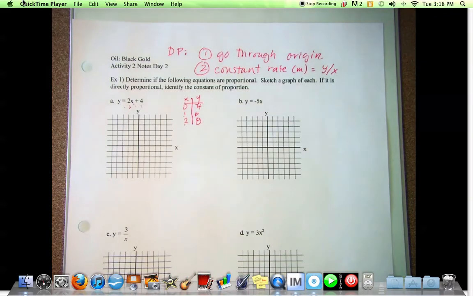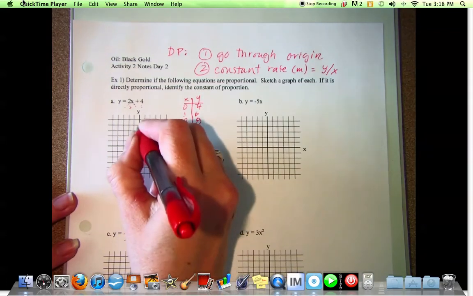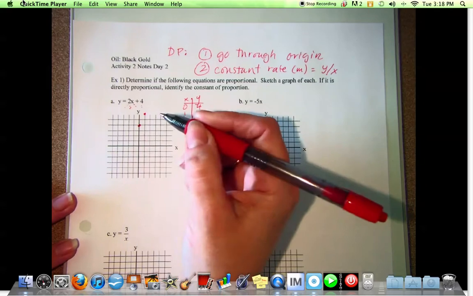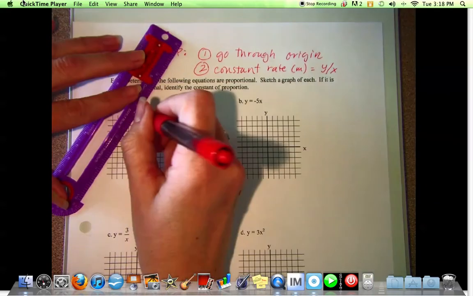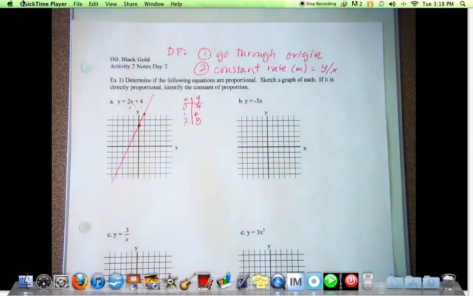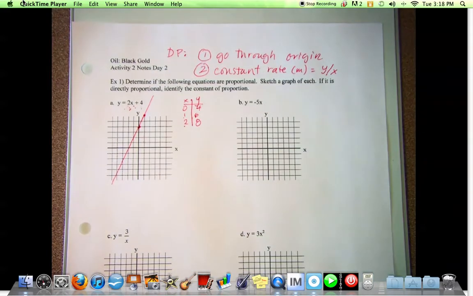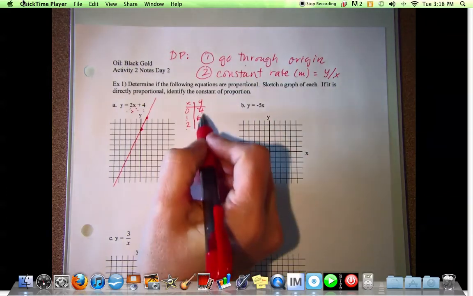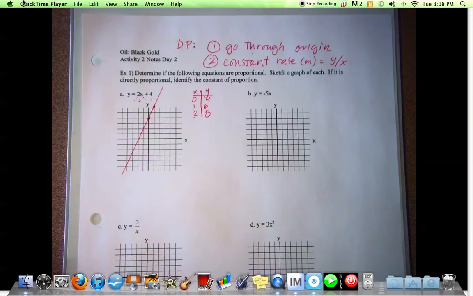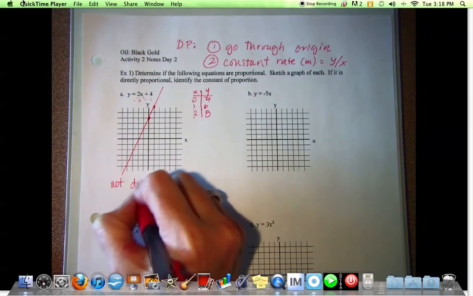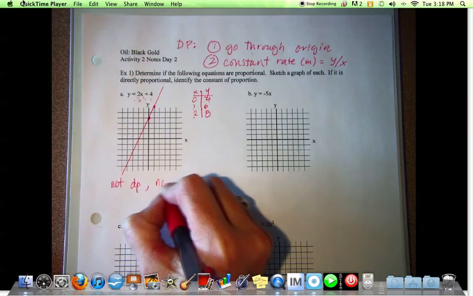So now let's graph these points. We have 0 and 4, 1 and 6, and 2 and 8 is off. So here's our line. So we have to ask ourselves two questions. Does it go through the origin, and does it have a constant rate? It looks like it has a constant rate because we have a line, but it's not going through the origin. So it's not directly proportional, does not go through the origin.